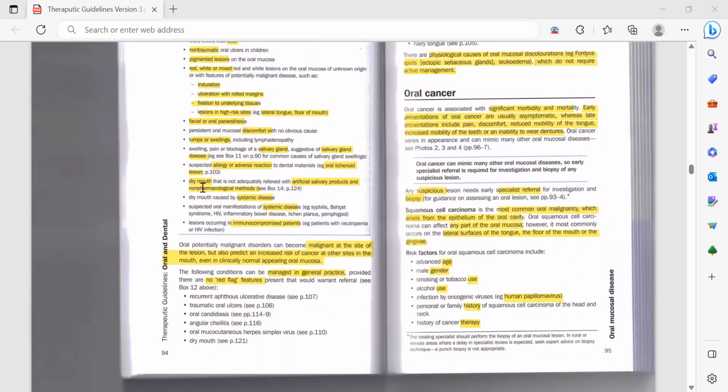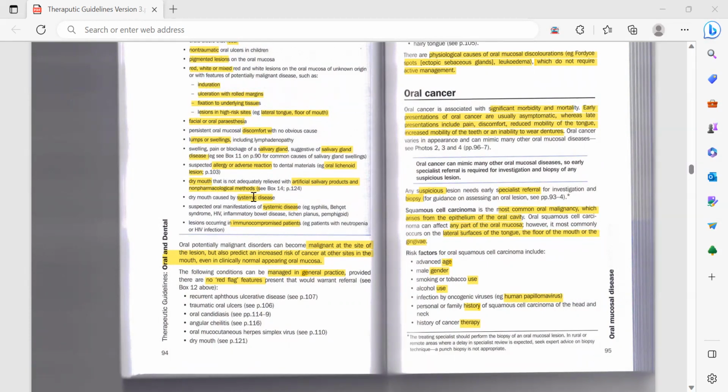Or the patient has a dry mouth that is not adequately relieved with initial management. You gave him some artificial saliva product or non-pharmacological methods like asking him to sip water throughout the day or drink around 1.8 liters per day, or try some chewing gums, but still that is not helping. So if you are not able to help the patient, the last resort we have is referring to the specialist.